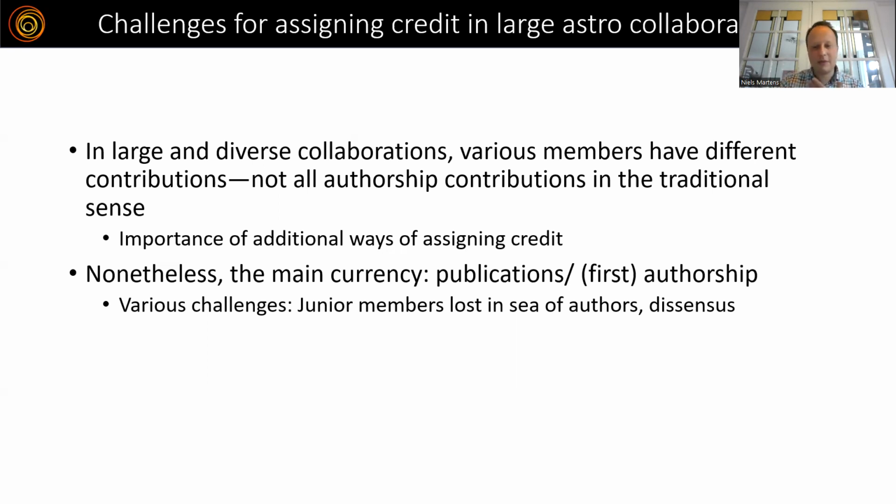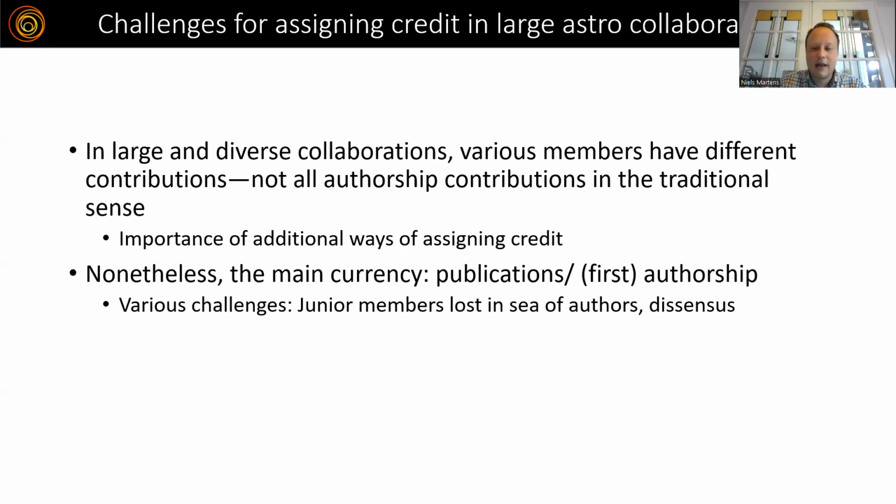And that being said, for the foreseeable future, for many of these communities, the main currency will be authorship, publications. Especially first authorship, that seems like it's there to stay for at least a little while longer. And this brings with it various challenges, right? For instance, if you have a list of 3,000 authors listed alphabetically, then while junior members often focus a lot of their work onto a few papers, and if they then still end up being somewhere in the sea of authors, that's not that great.